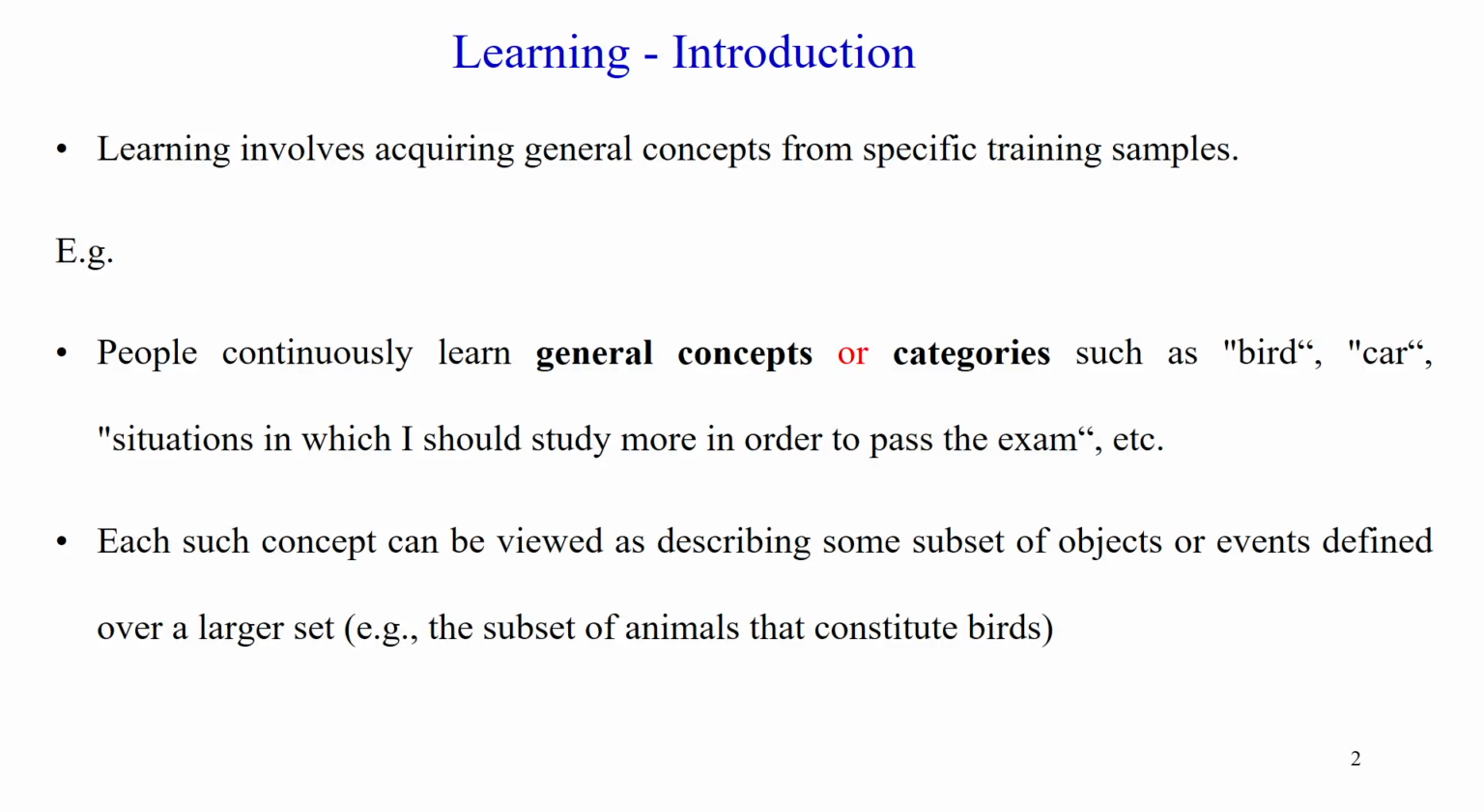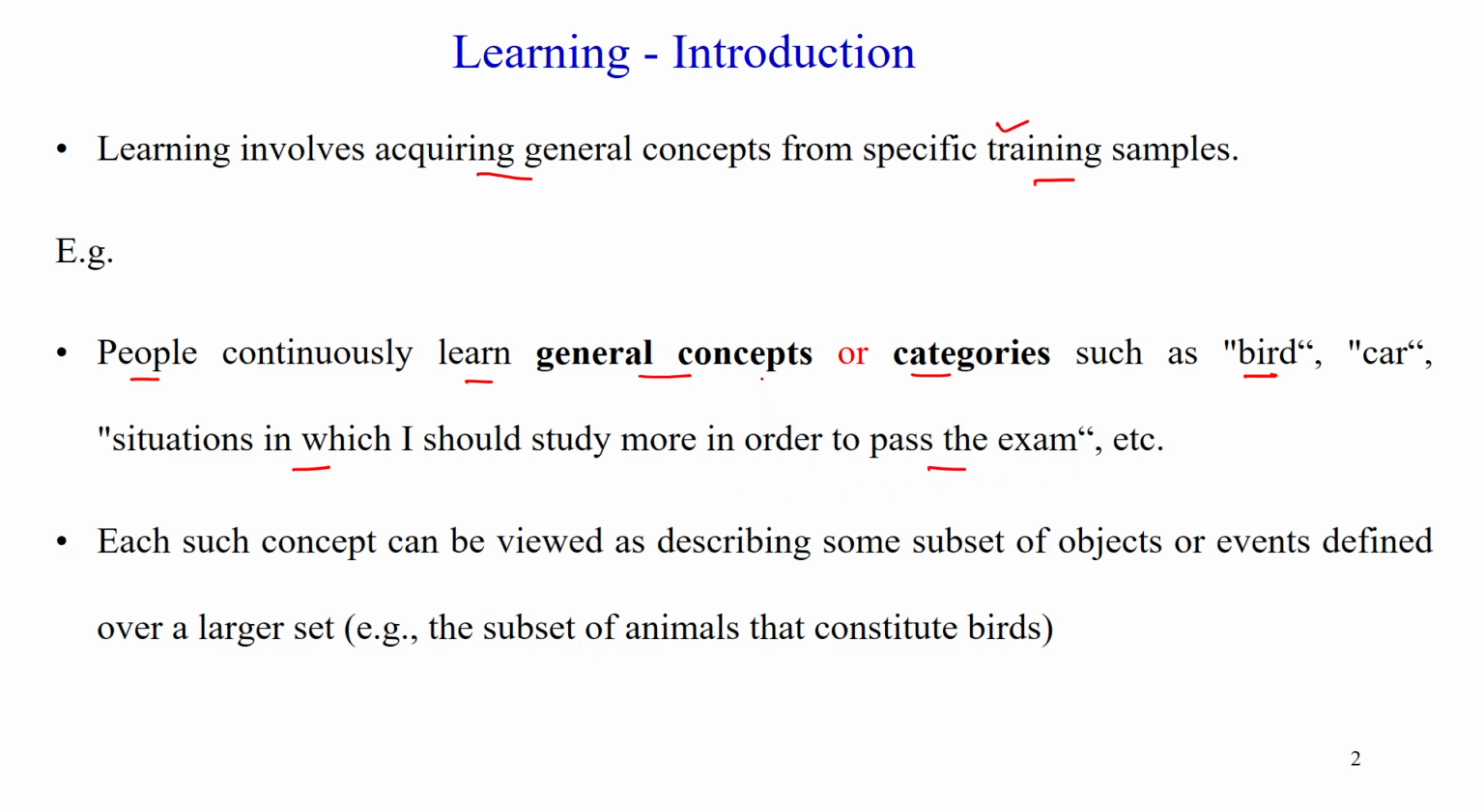Hi everyone. Learning involves acquiring general concepts from specific training examples given in the data set. That means learning is used to learn patterns from given training examples to acquire general knowledge or general concepts. For example, people continuously learn knowledge or general concepts, also called categories, such as bird, car, and situations in which I should study more in order to get more marks in the exam.